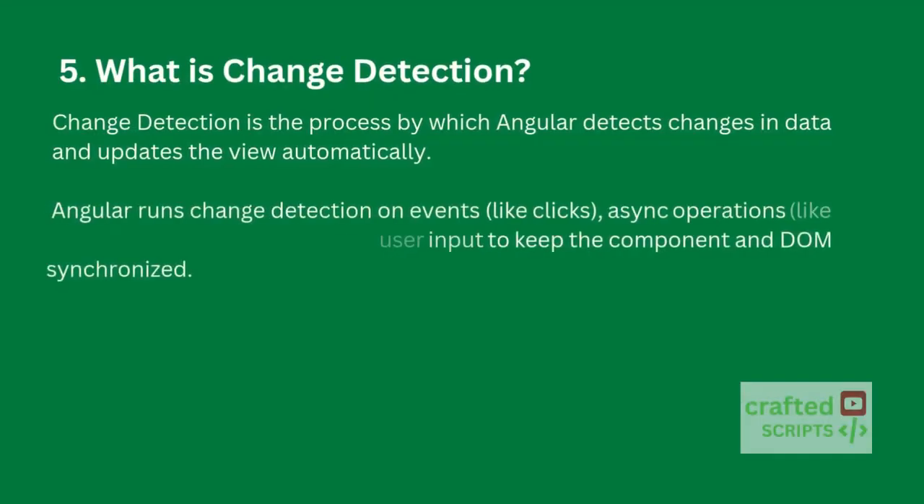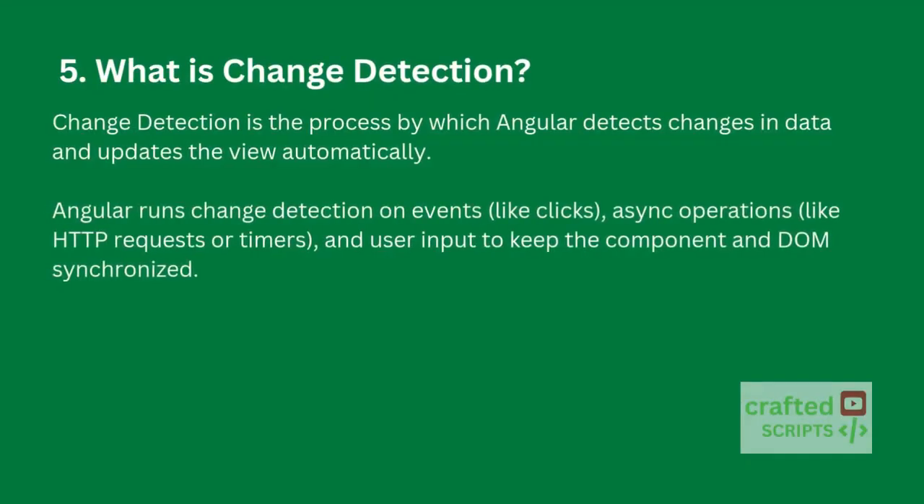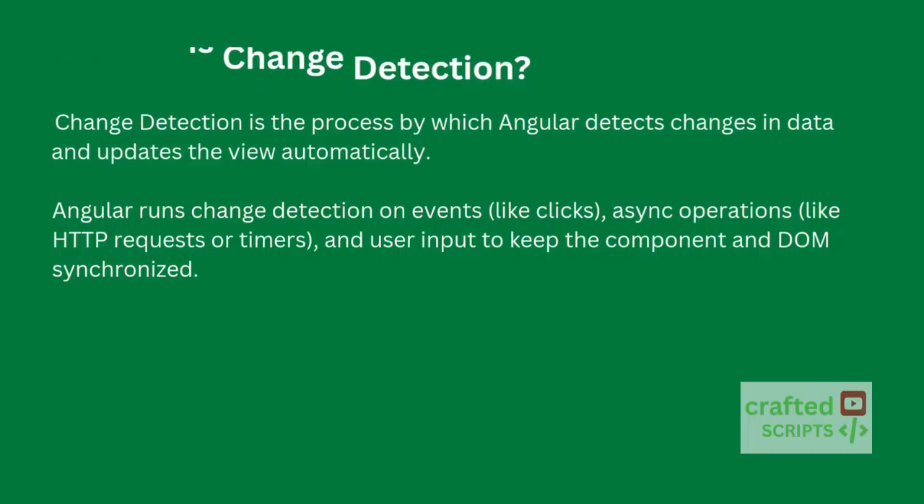Question number 5. What is change detection? Change detection is the process by which Angular detects changes in data and updates the view automatically. Angular runs change detection on events, like clicks, async operations, like HTTP requests or timers, and user input to keep the component and DOM synchronized.